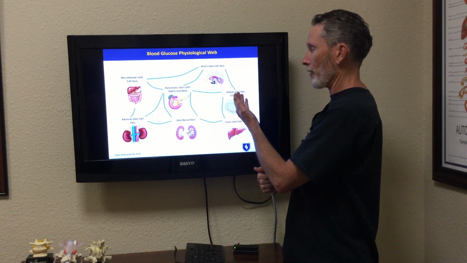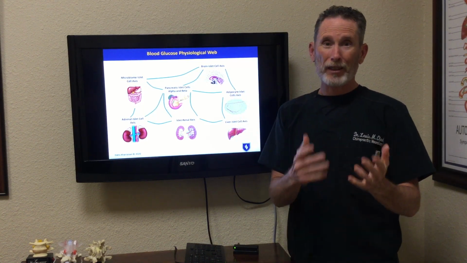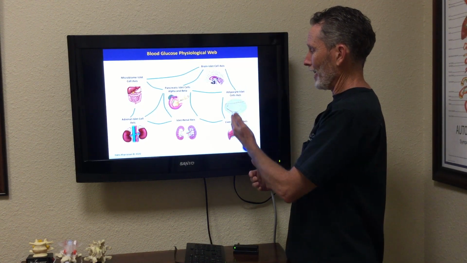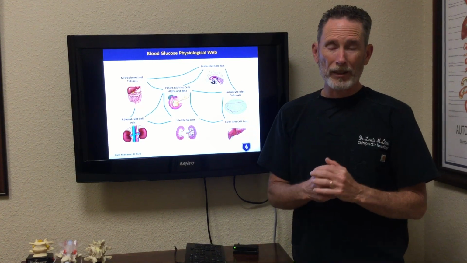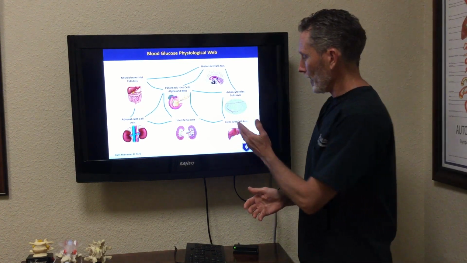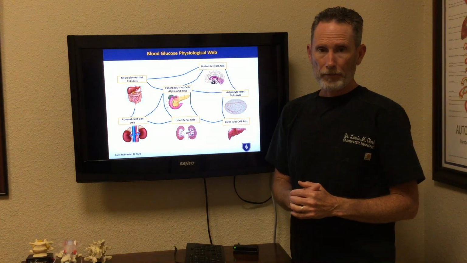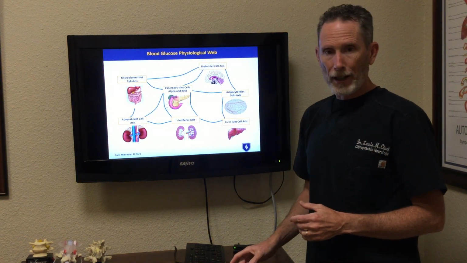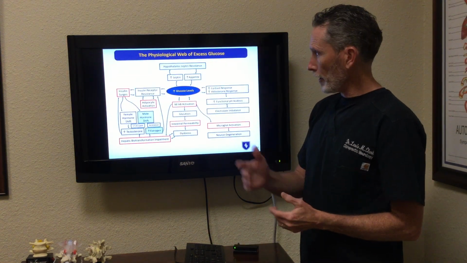And then, of course, we have fat cells. And fat cells are actually now considered endocrine cells. That means that they affect hormones. And then we have the liver itself. And the liver is a big store of glycogen. We'll talk more about that later.